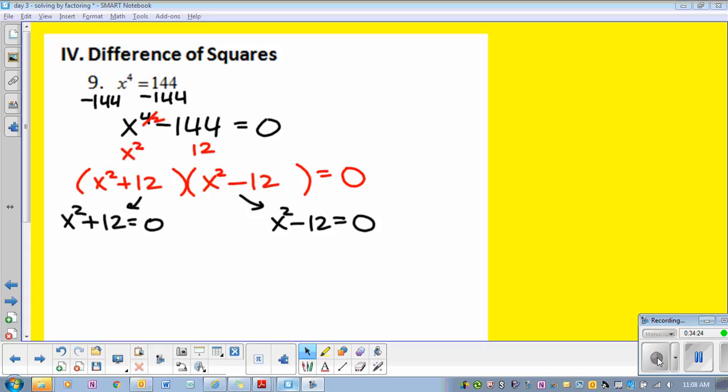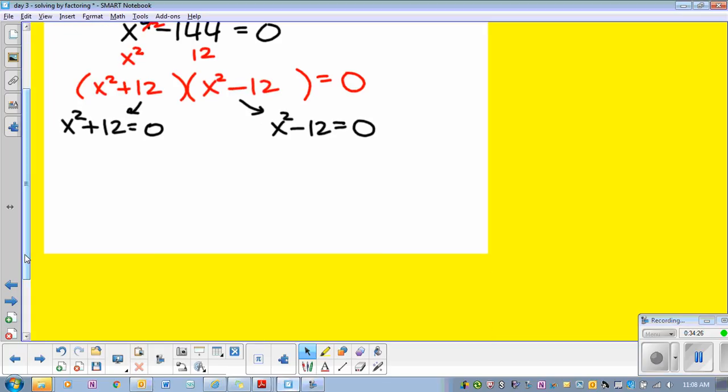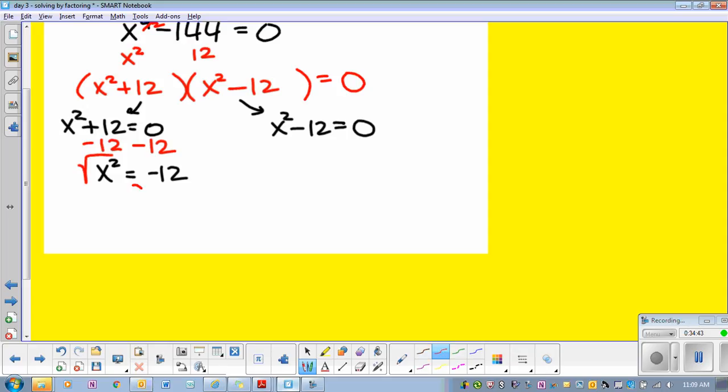All right. So I need to solve this. I'm going to subtract the 12. And then I have x squared equals -12. Yeah? How do I get rid of that square? Square root.